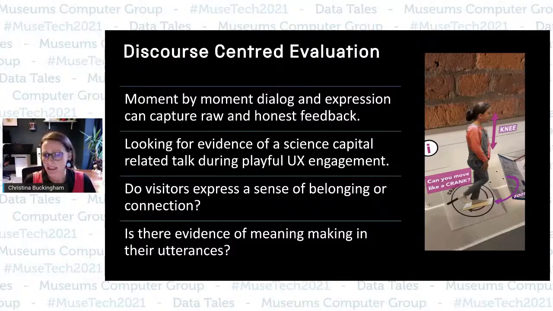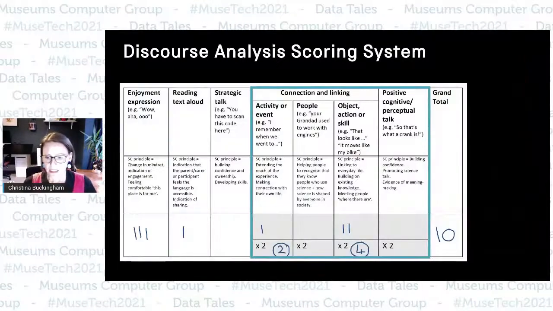But I felt that by looking more closely at the nature of conversations that were happening in situ, I could get a more candid visitor response. So it allowed me to capture the more raw and honest feedback. It enabled me to evidence any science capital talk. I was able to listen out for visitors expressing a sense of connection, and I was able to quickly spot evidence of meaning making. So this is an example of the scoring system that I've been using to capture that moment by moment dialogue. So listening out for those key categories of discourse going on within the group, I was able to quickly and efficiently keep a tally and give each prototype a score.